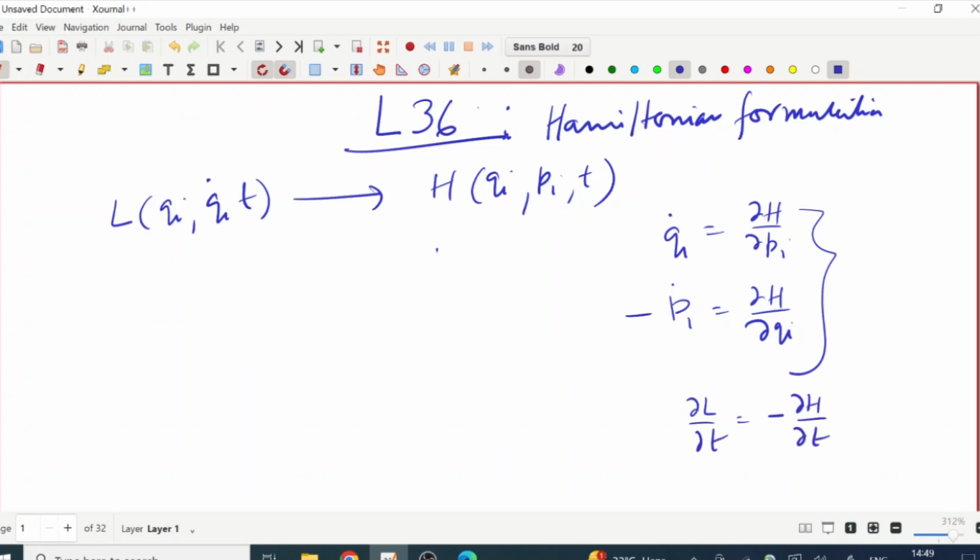So, if there is no explicit time dependence in the Lagrangian, the Hamiltonian also will not have any explicit time dependence. This we have learned, and now we will have to construct the Hamiltonian for different systems, but before that let me compare these two formulations. So, a comparison between the Lagrangian and Hamiltonian formulations. First we will do that and then we will move to the construction of the Hamiltonian for simple systems.